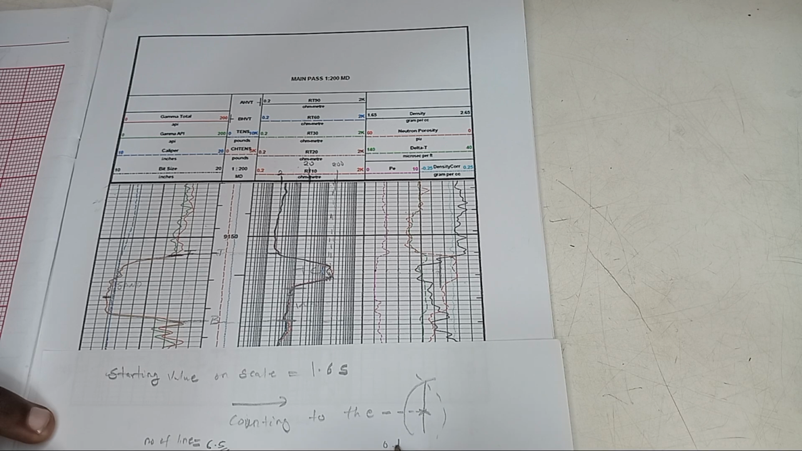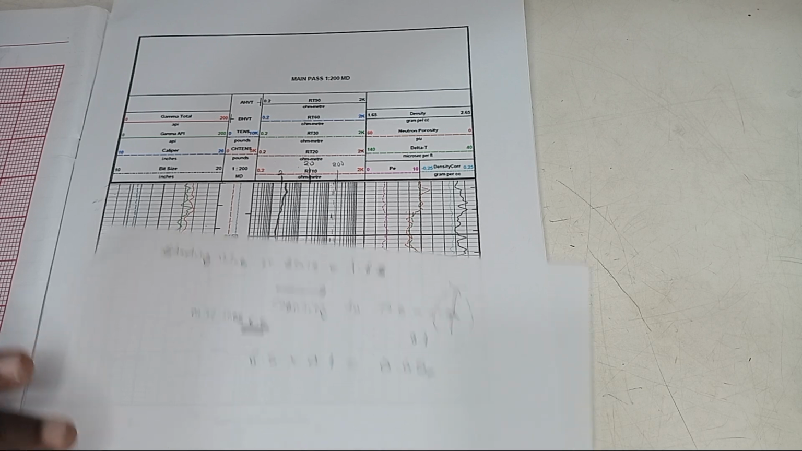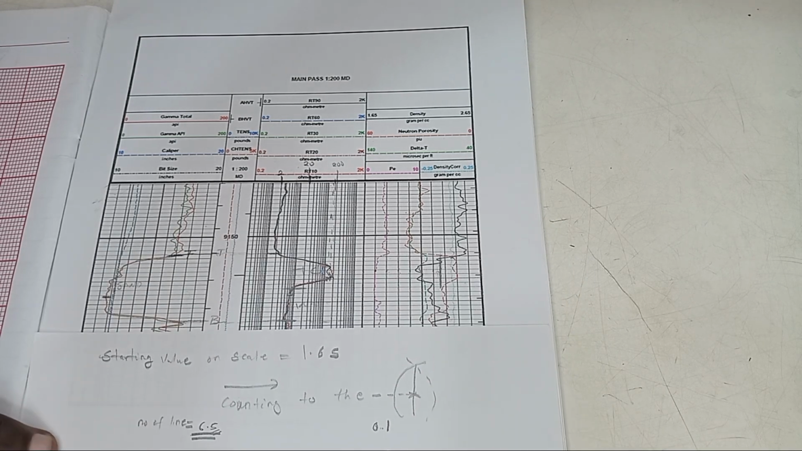Have you used the 0.1 increment for my density log? I'm going to multiply the number of lines by the increment. So 6.5 times what? 0.1. That's what? 0.65. Can you see that? But my scale doesn't start from 0, so I'm going to add it.